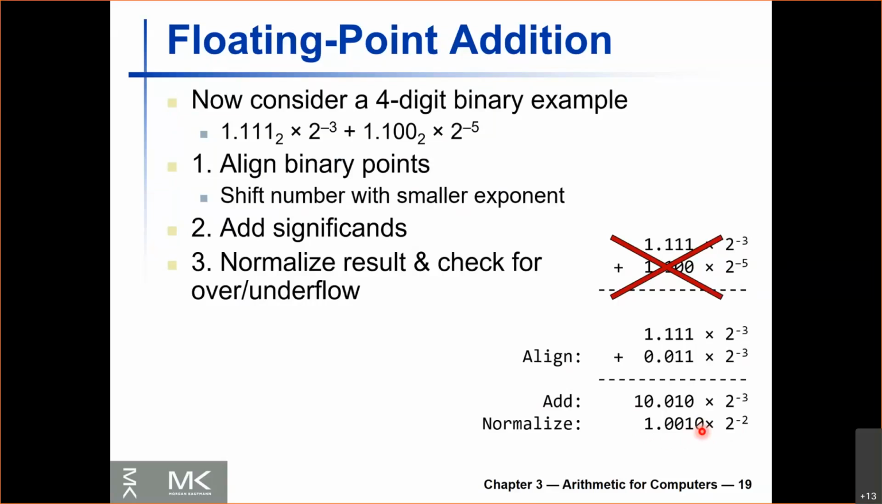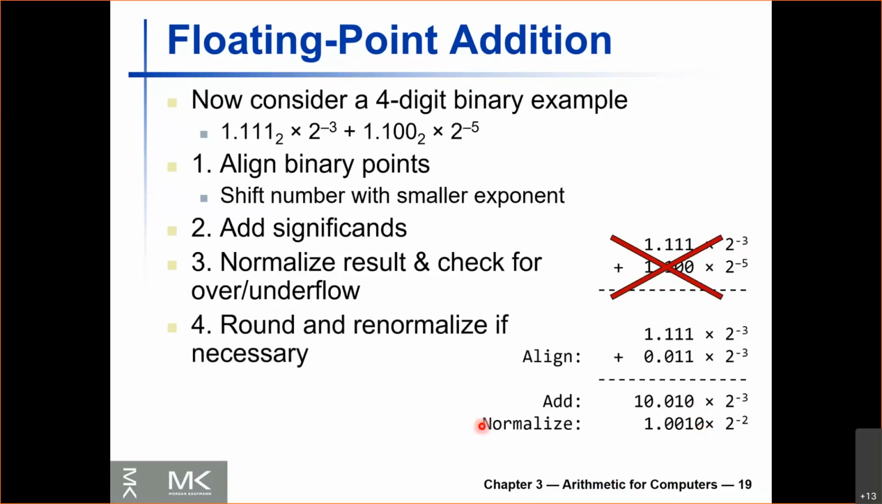Right, I'm going to remove this 0 on the right. This 0 could have been a 1, right? This could be 1 or it can be 0. So in general, what do I do? I'm going to round, exactly. So the last step is to round. I'm going to round in this case, and I'll get 1.001 times 2 to the negative 2.